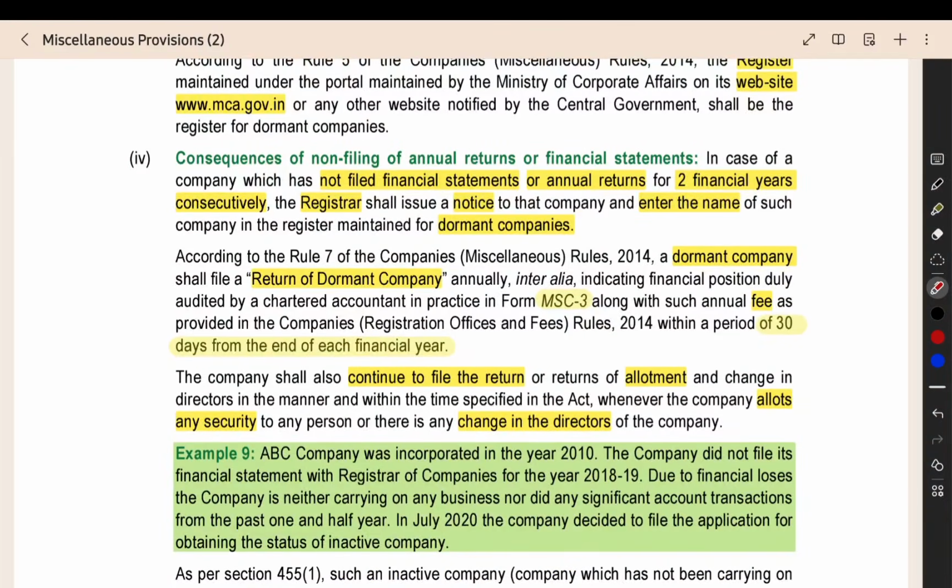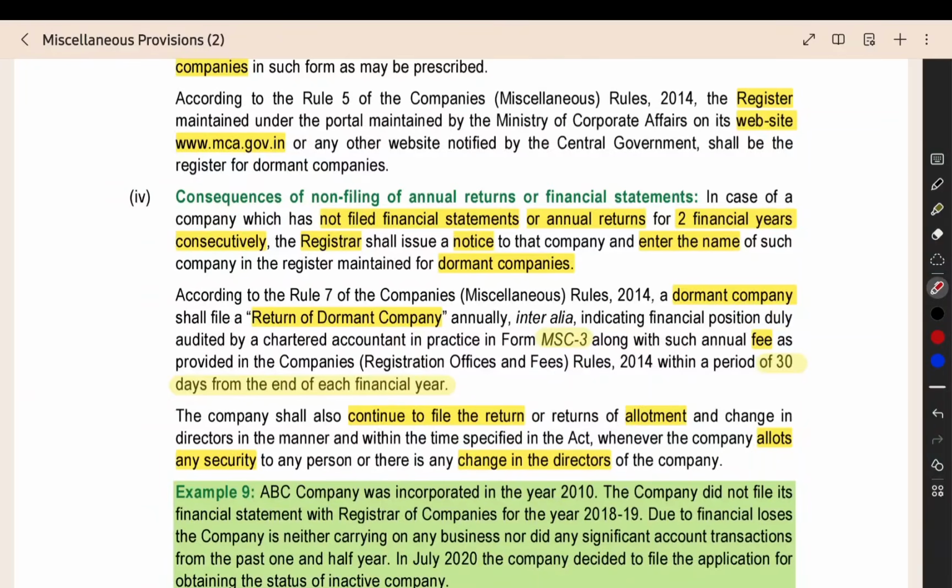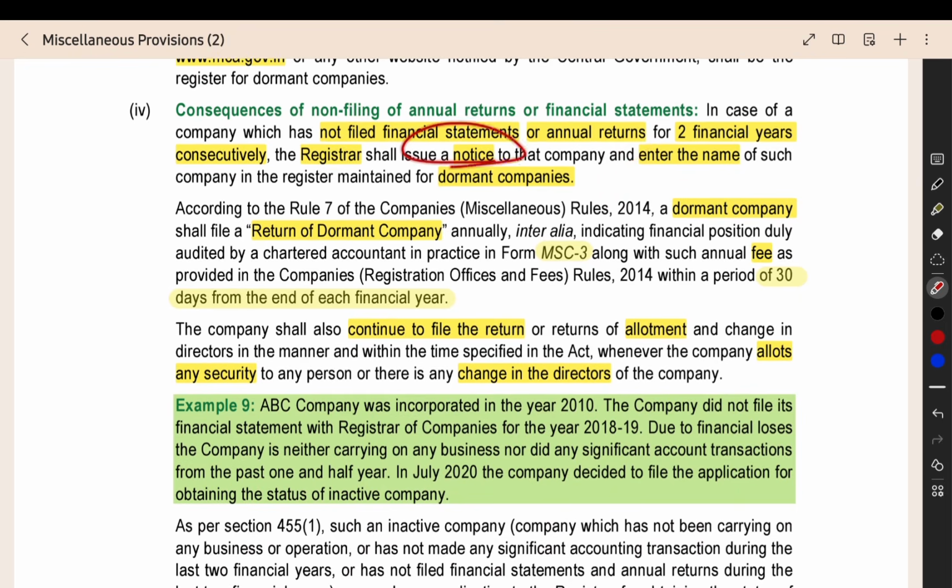After that, that is the thing for the register. The next point: if you are a normal company but you did not file the financial statement or annual return for 2 financial years continuously, then the registrar will issue a notice. He will give a notice to the company and he will enter the name in the dormant company register automatically. For 2 years continuously, you did not file the financial statement or annual return. They will automatically enter your name in the dormant company list after giving you a notice.